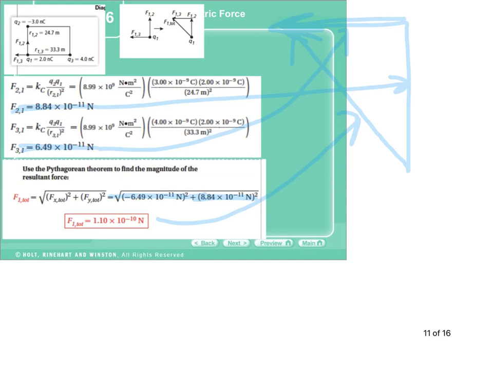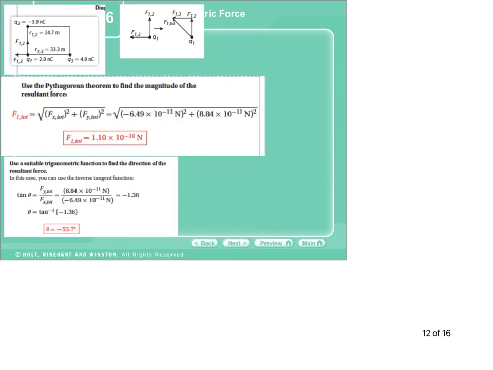So we know the value of the force acting on point 1 now, or object 1. Then we want to figure its direction. So go back to our triangle again. Now we know the resultant. We know sides x and sides y.